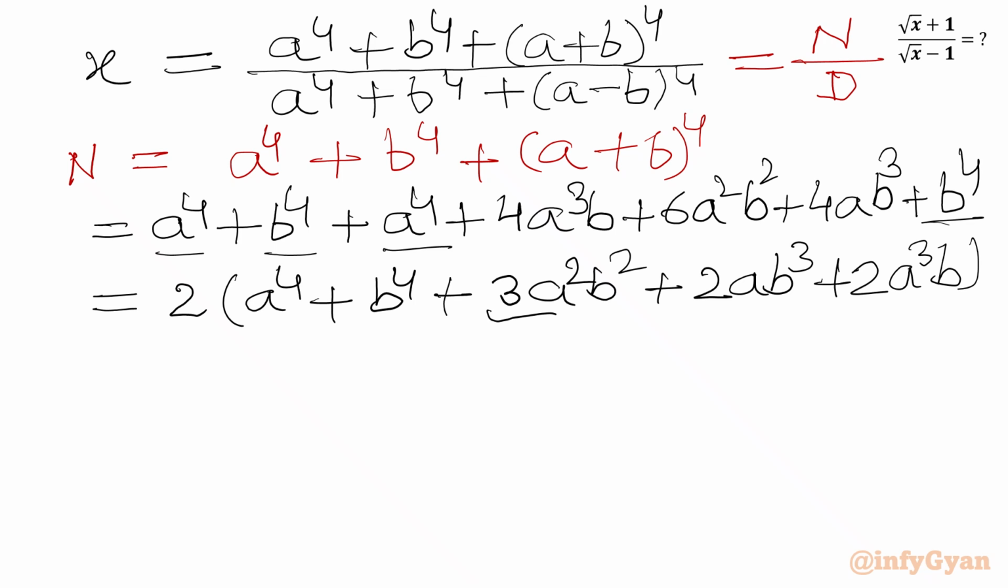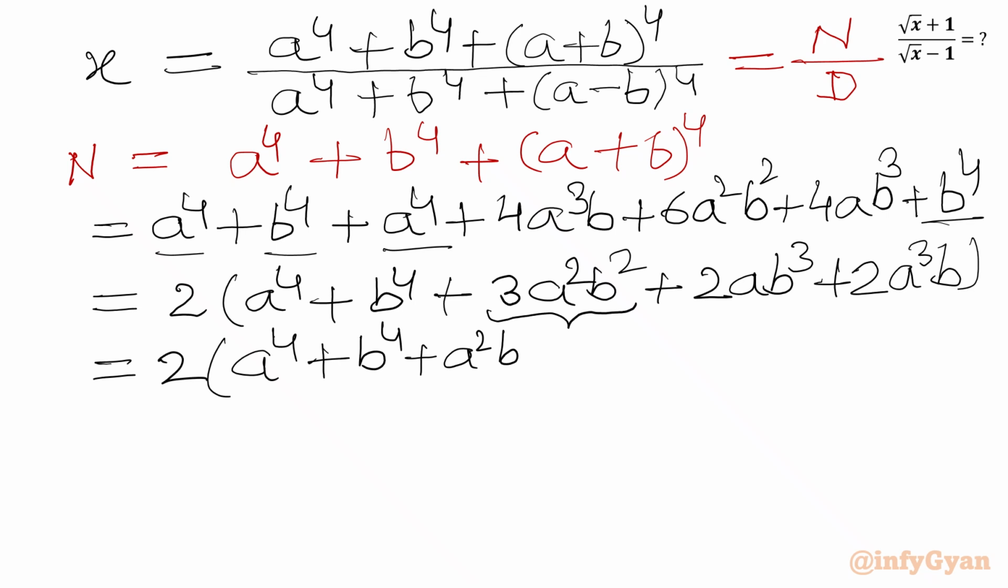Now we will split 3A square B square as A square B square plus 2A square B square. Let's write. In the bracket we will write A power 4 plus B power 4 plus A square B square plus 2A square B square. Then we have 2AB cube. Then we have 2A cube B.